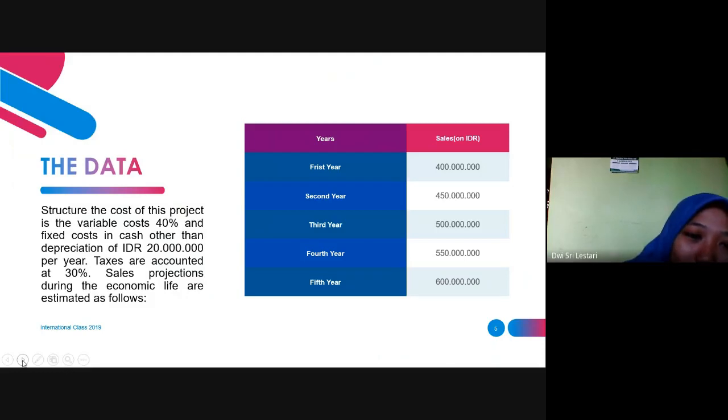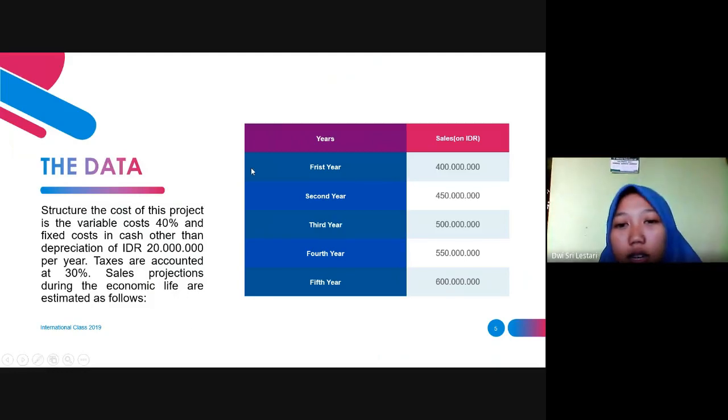Structure of the cost of this project is the variable cost is 40% and fixed cost, other than depreciation, is 20 billion per year. Tax is accounted at 30%. Sales projection during the economic life are estimated as follows.